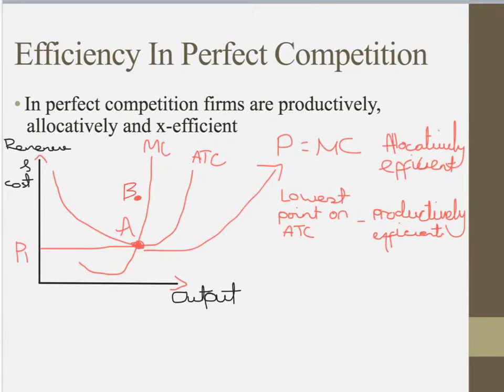However, we know that in a perfectly competitive market there's lots of competition, and therefore you are producing at A, so you are in fact X efficient. So these are the reasons, as you can see from just one diagram, you can explain. So if it's in an exam and they tell you to explain why in a perfectly competitive market firms are productive, allocatively and X efficient, you can do that from this diagram.